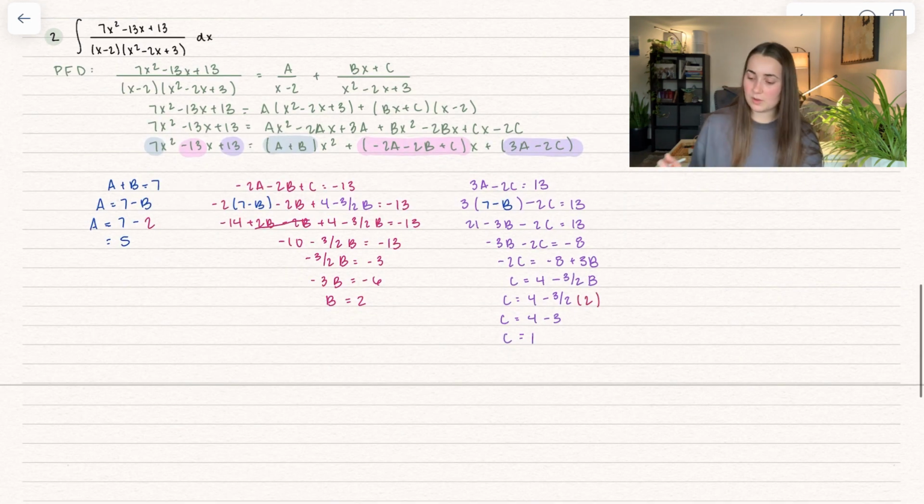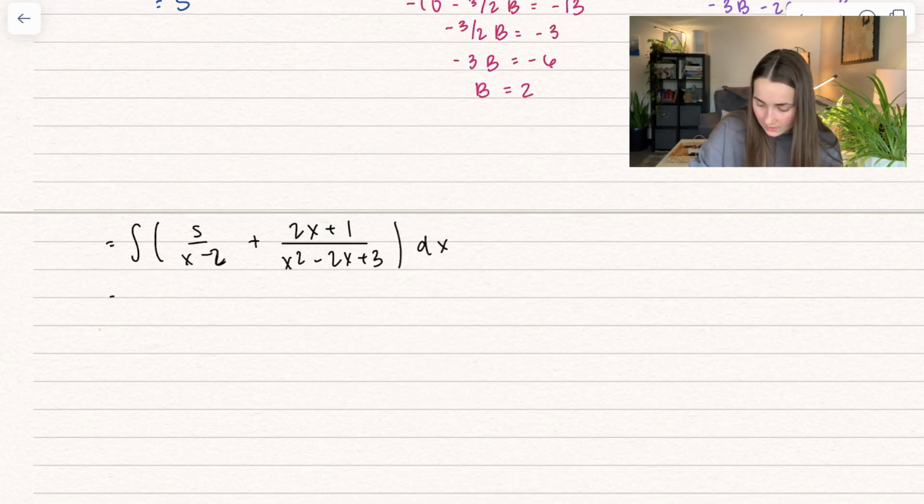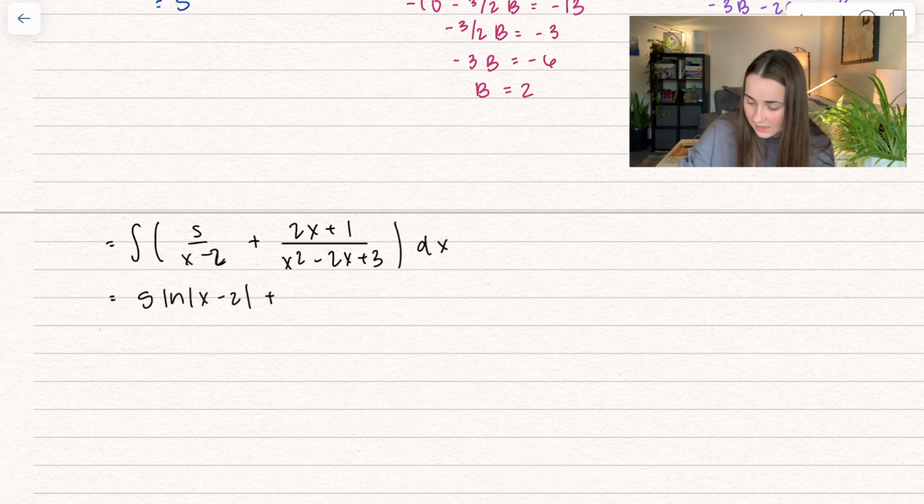So now that we found what the factored form is going to be, let's go ahead and write it in our integral. So we have the integral of a over x minus 2, so 5 over x minus 2, plus bx plus c, so it's going to be 2x plus 1, that whole thing divided by our quadratic, x squared minus 2x plus 3 dx. So we know how to integrate that first one. So that's just going to be 5 times natural log of x minus 2 plus, and now let's rewrite this.